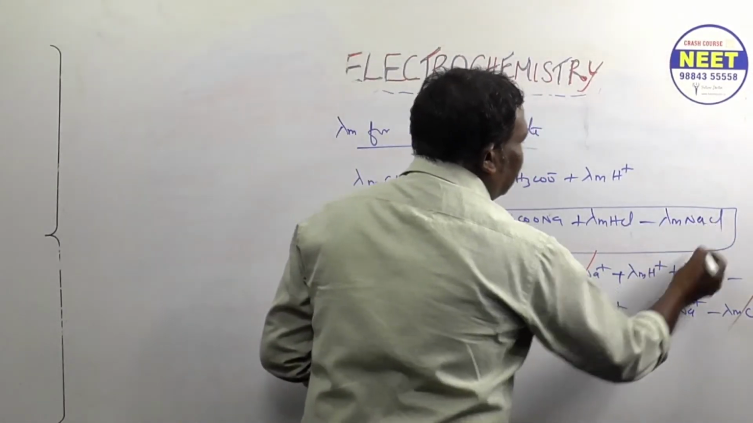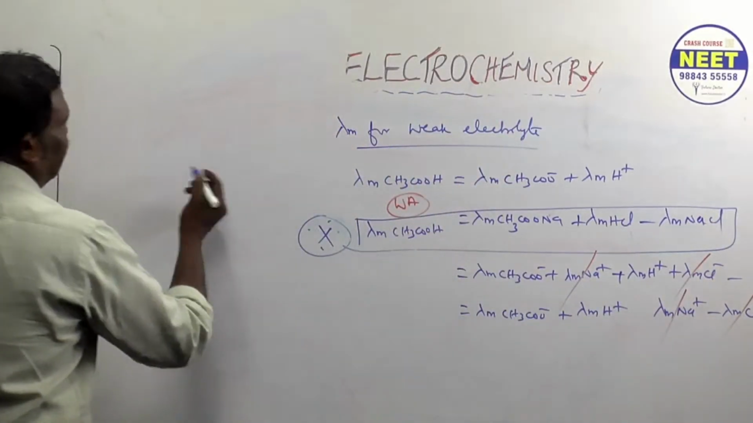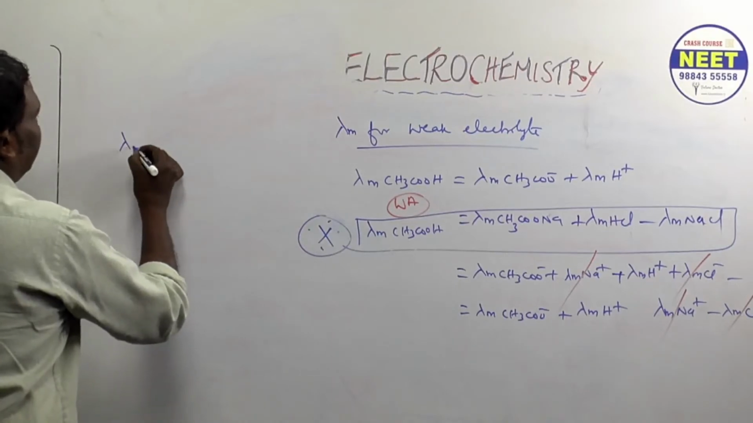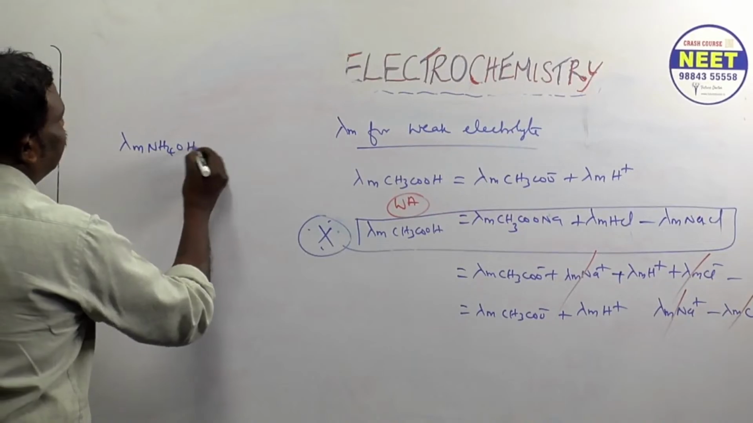This is for weak electrolyte. One more formula I will give. This is for acid. I gave acid, no? So I will give one for base. Just write the formula. Base means NH4OH.